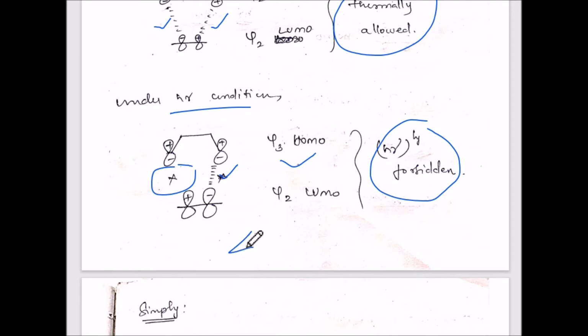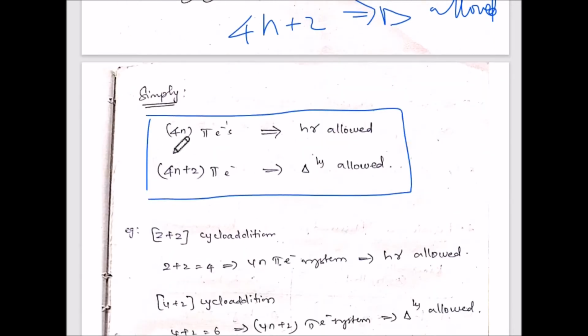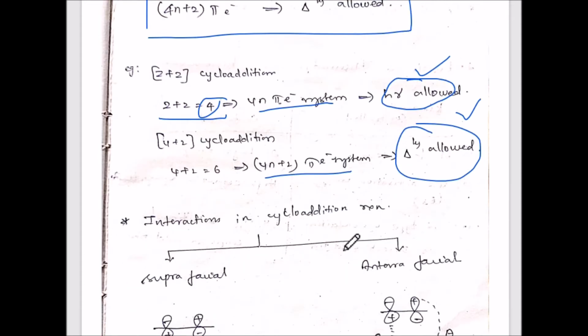So 4 plus 2 is equal to 6, right? So it is a 4n plus 2 pi electron system, and it is thermally allowed. Simply you can frame it like this, right? This is what we have chosen. So a 4n pi electron system: if you have a 2 plus 2 cycloaddition, if you add that 2 plus 2, it is 4. So it belongs to the 4n pi electron system, so it is photochemically allowed always. If it is a 4 plus 2 cycloaddition, you have 6 pi electrons, it is a 4n plus 2 pi electron system, and it is a thermally allowed case. So you have to remember this very carefully.